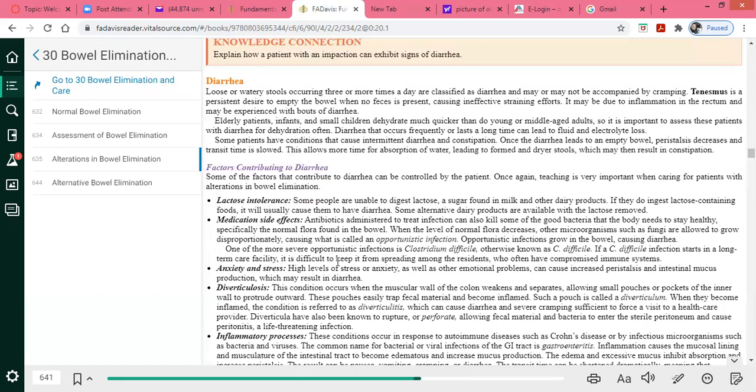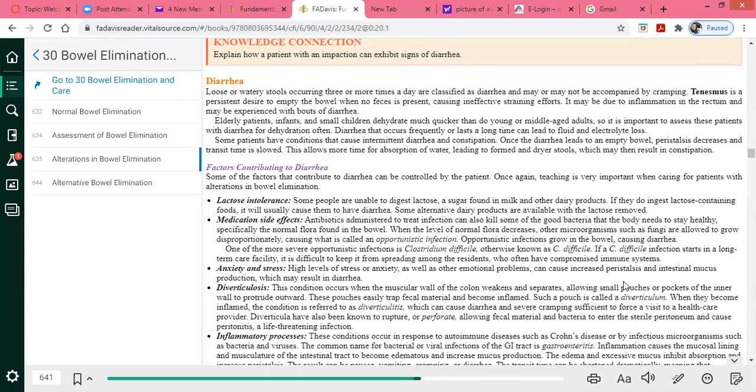It talks about medication side effects. There are medications that contribute to diarrhea. And even anxiety, stress, different disease processes contribute to diarrhea, and even food allergies. Food allergies can cause diarrhea.